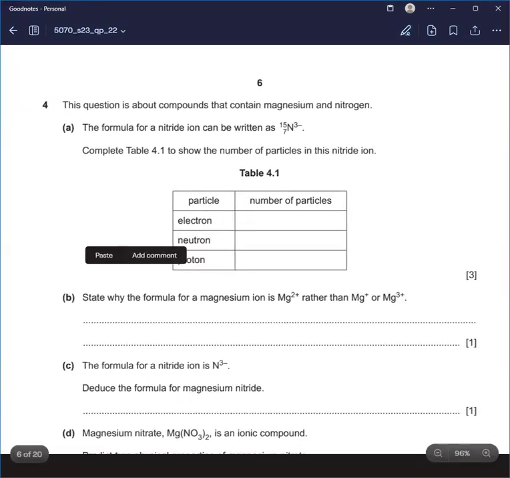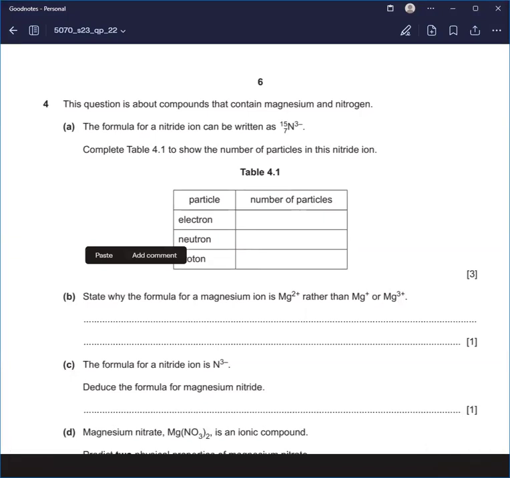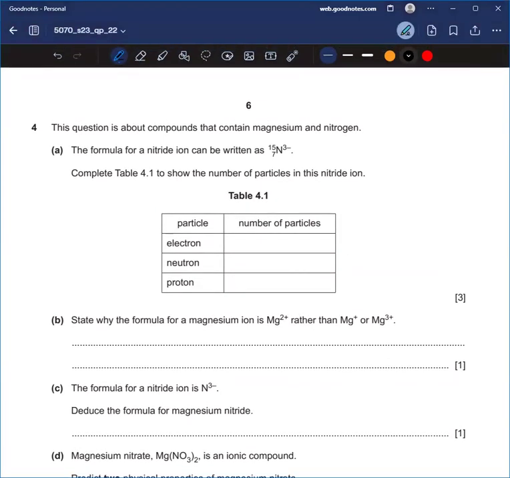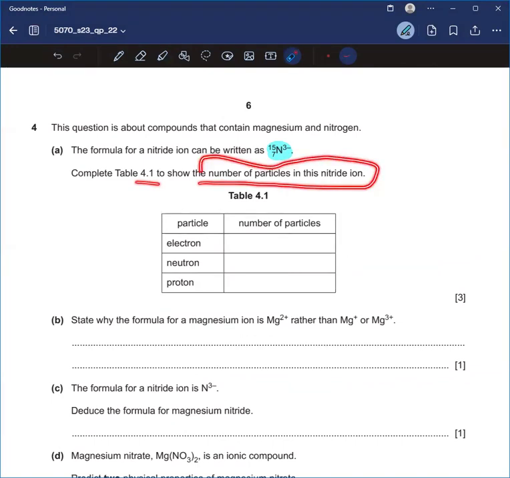Okay. Next question is about compounds that contain magnesium and nitrogen. The formula for a nitride ion can be written as 15, 7, and 3 minus. So 15 is the mass number, 7 is the atomic number, and 3 minus is the charge. Complete table 4.1 to show the number of particles in this nitride ion. Number of particles, electrons. All right, so this could be tricky.